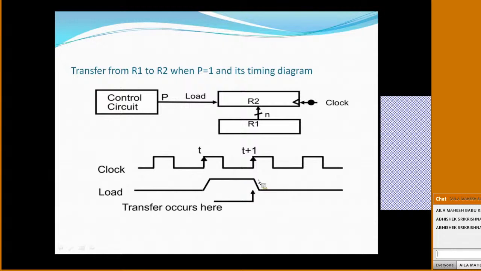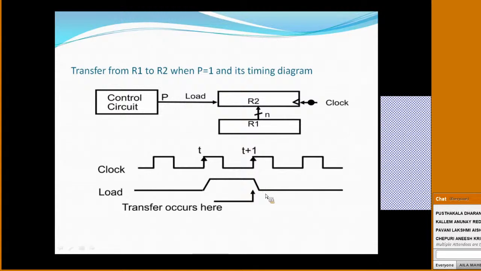The transfer will occur whenever these signals are becoming low. What does it mean that the signals are becoming low? Here the value of P is equal to 1, and whenever the value of P is equal to 1, R1 comes to know that R2 is ready to accept the data, and at this point it will start transferring the data.